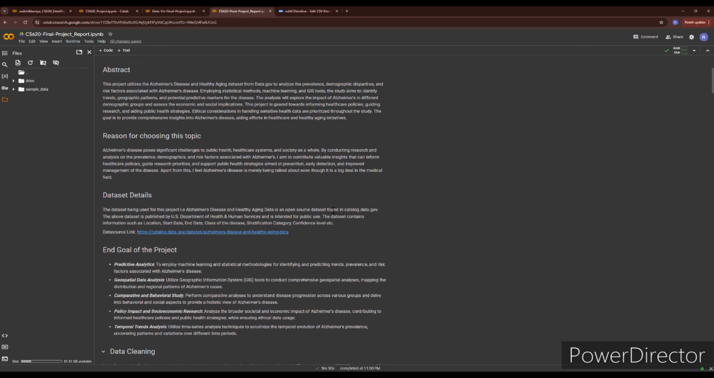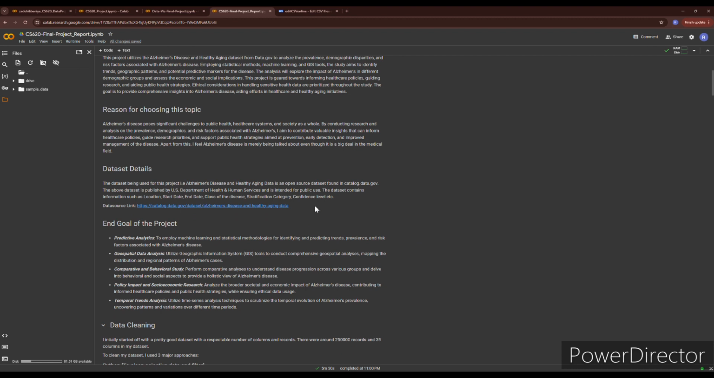So let's move to the dataset details. You can find my dataset in the catalog at data.gov. This is provided by the government of the United States, and it has data from all over the United States, ranging across different ages, and it was collected through different surveys.